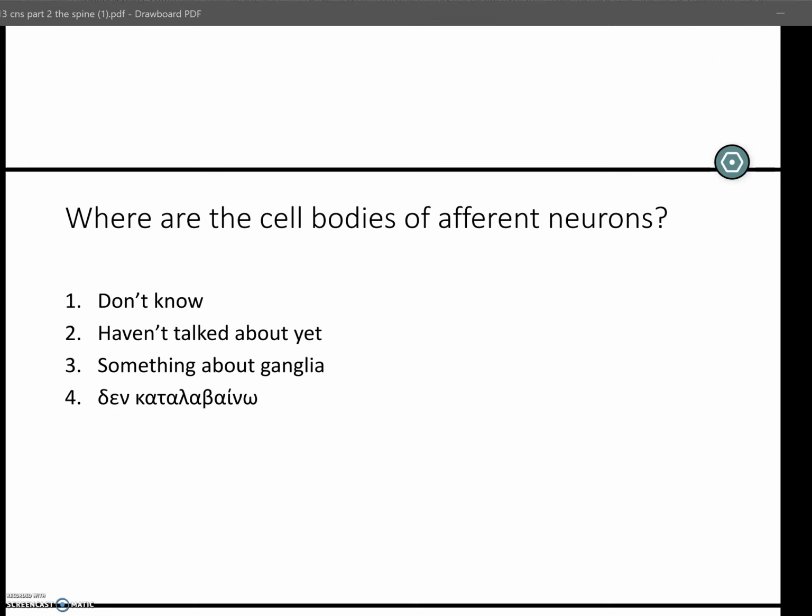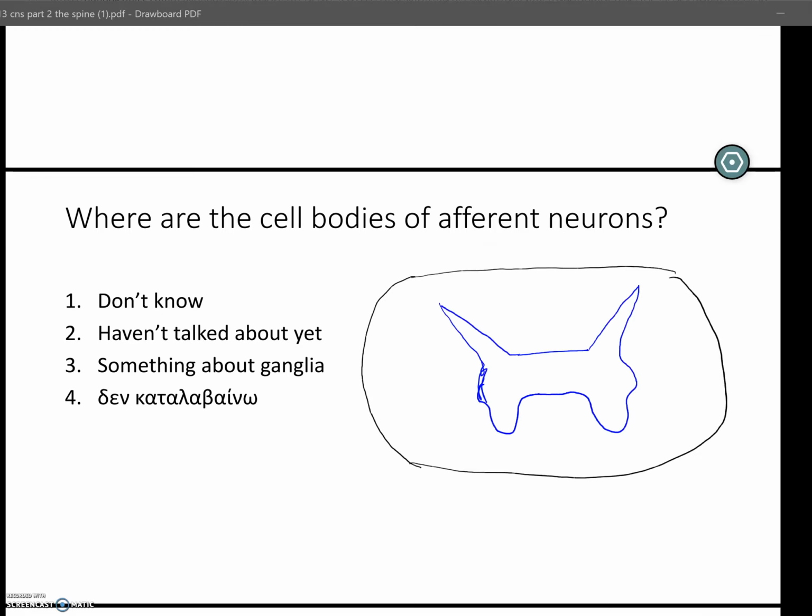Okay, last question. Where are the cell bodies of afferent neurons? So those are the neurons going in. So here's your spinal cord. And the choices are, I don't know, we haven't talked about it yet, something about ganglia. That sounds like Greek to me. Well, we are at 15 minutes, so we'll have to discuss that in our next video.